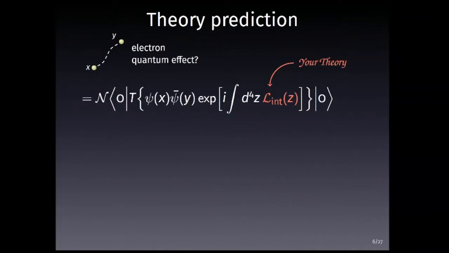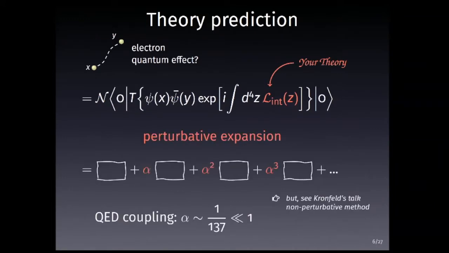Unfortunately, it's difficult. So one thing we can do is, if the theory contains some small parameter, then you can consider a perturbative expansion in that small parameter. In QED, there is a coupling, which is the strength of the interaction, denoted by alpha, and this is less than 1. That means this series expansion may converge and may be a good approximation. So we want to compute the coefficients of the expansion.